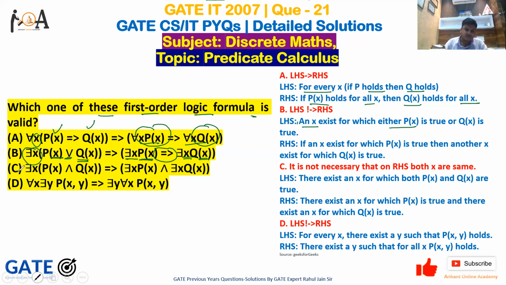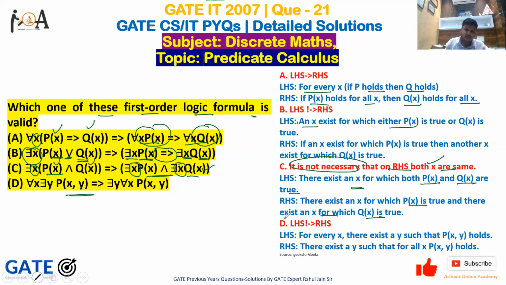And if you see option C, it is not necessary that on the RHS both x are the same. On the left hand side, there exists an x for which both P(x) and Q(x) are true. Then on the right there exists an x for which P(x) is true, and there exists an x for which Q(x) is true, but it is not necessary that on the RHS both x are the same.